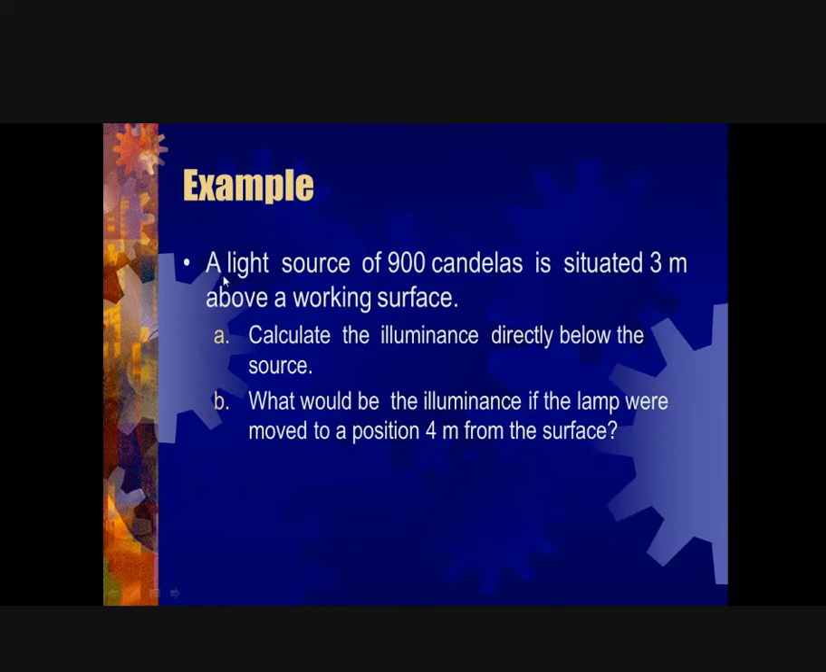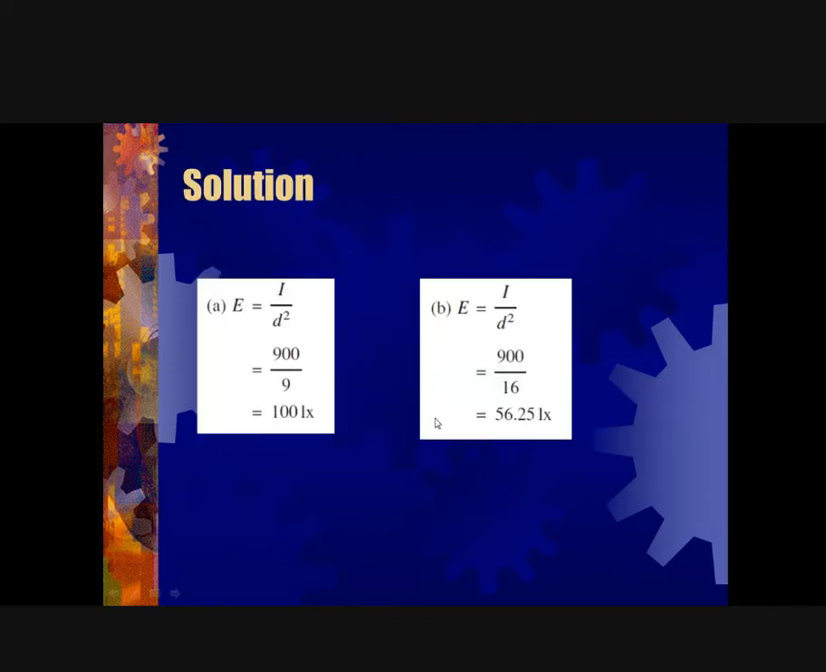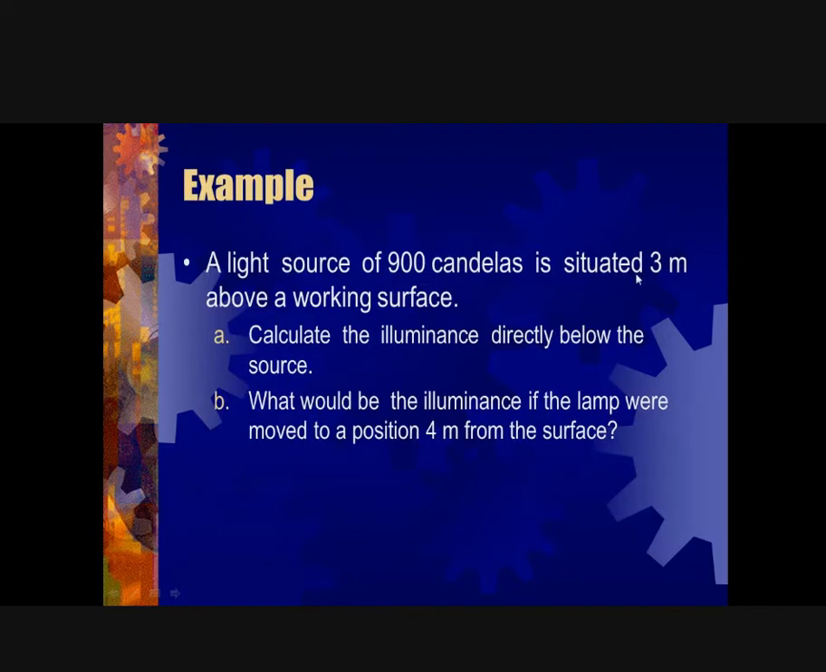We are saying that a light source of 900 candelas is situated 3 meters above a working surface. They want us to calculate the illuminance directly below the source. And part B asks what the illuminance would be if the lamp were moved to a position 4 meters from the surface. So here in A, realize that the distance is 3 meters above the working surface.